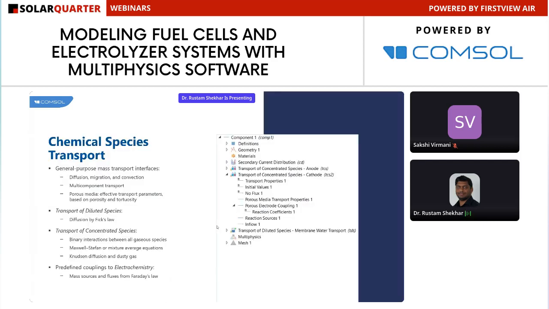So now, if we talk about which physics contribute to the chemical species transport, here we can see you can use the general purpose mass transfer interfaces, which solve for diffusion, migration, and convection, and you can solve for multi-component transport along with that, that is Maxwell-Stefan, and you can extend it for the porous medium flow. So we have two different approaches.